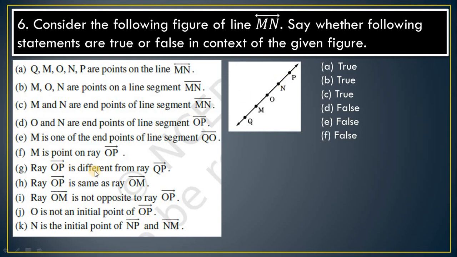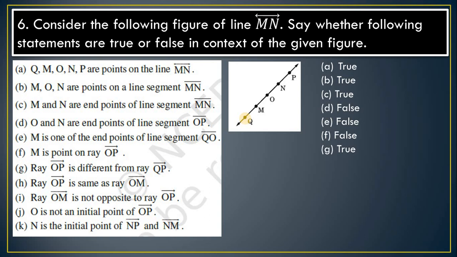Then G: ray OP is different from ray QP. This is OP and this is Q and P. This is ray OP and the second one is QP. Their start point is different. So that is true, because ray OP is different from ray QP. If you see carefully, their ending point is the same, but their start point is different. So ray OP is different from QP.